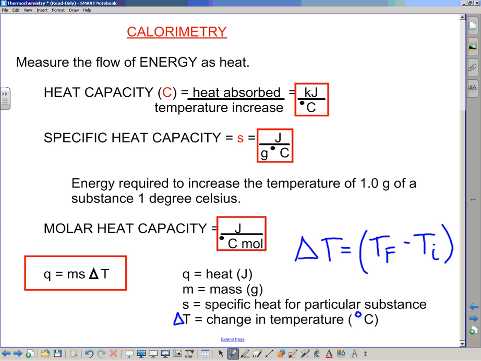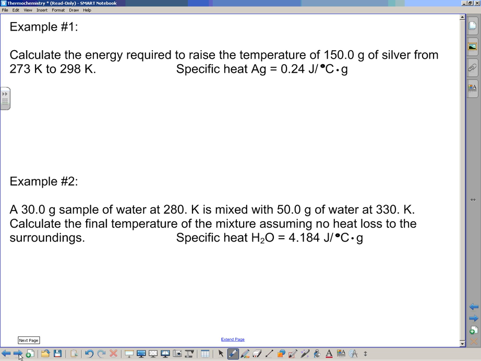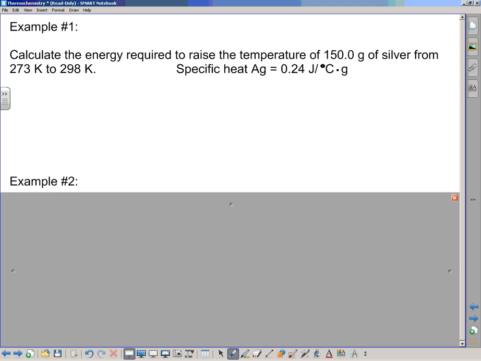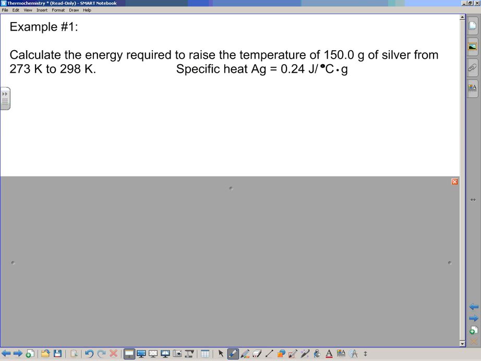Two sample problems that I'd like to do as a class. Sample problem number 1, pretty straightforward. We have to do a conversion, and then we plug into our equation. I'll give you a moment to copy that down. So the equation that we're going to be using here is Q equals m s delta T, where delta T is T_f minus T_i. So I'll rewrite that. T_f minus T_i. Now, before we plug values into our equation, what do we need to convert?